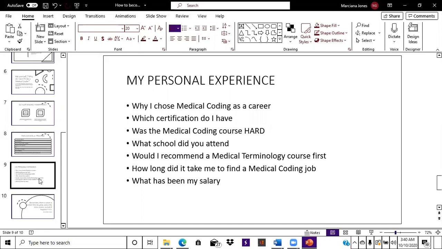So what's been my salary? I'll tell you this, since I've been certified with medical coding, on the lowest end, I had a job pay me $18 an hour. And on the highest end, I've had jobs pay me $65 an hour. It just depends on the specialty, who you're coding for, the company, things like that.